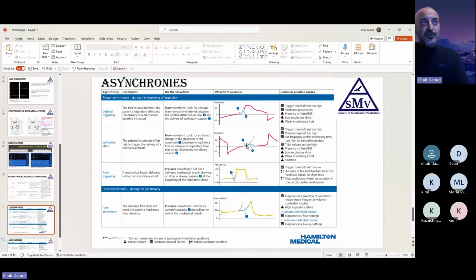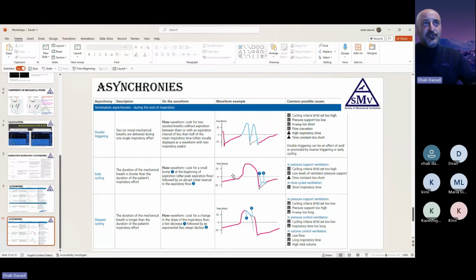Ineffective trigger or missed trigger, and you will see a little bit of a bump on the flow, but there is no breath. Auto trigger, meaning the ventilator keeps giving the breath, but the patient sometimes might be totally paralyzed. So it could be detecting heartbeats, water in the circuit, any air leaks. The delayed trigger and ineffective trigger or the missed triggers that we talk about, most of the time it's from auto PEEP, setting very high tidal volume or very high pressure, or the patient's effort is low.